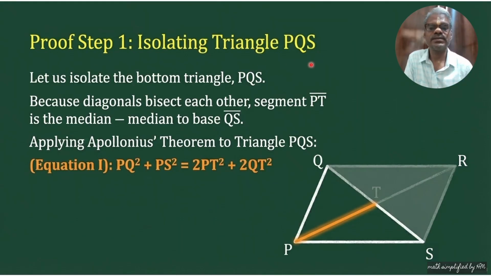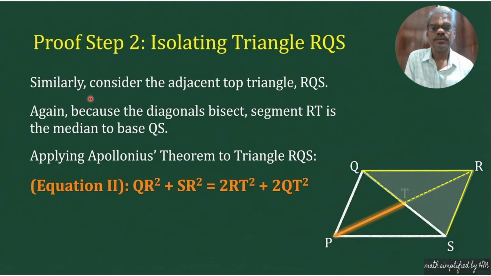Isolating triangle PQS. Let us isolate the bottom triangle PQS. Because diagonals bisect each other, segment PT is the median to base QS. Applying Apollonius Theorem to triangle PQS, we get equation 1: PQ square plus PS square is equal to 2 times PT square plus 2 times QT square.